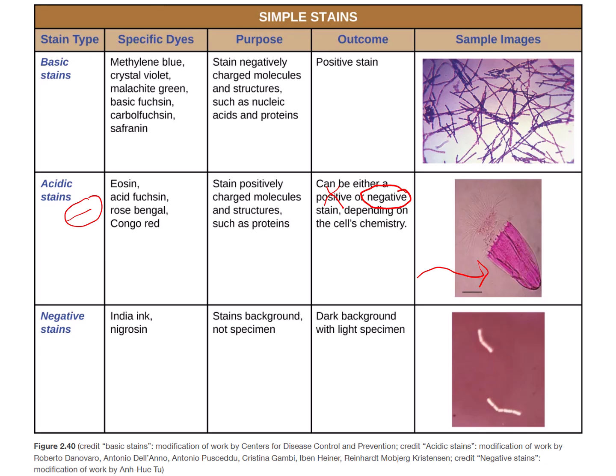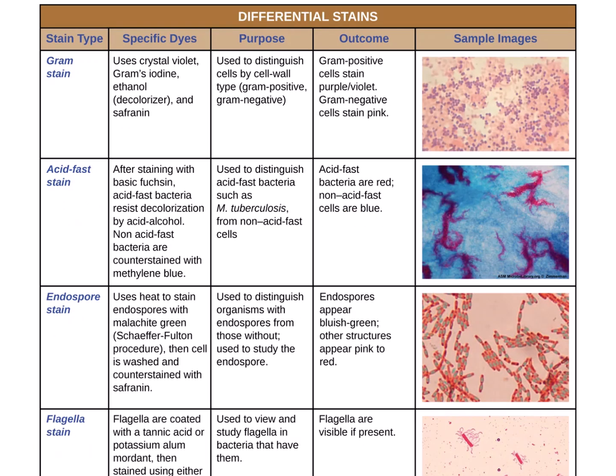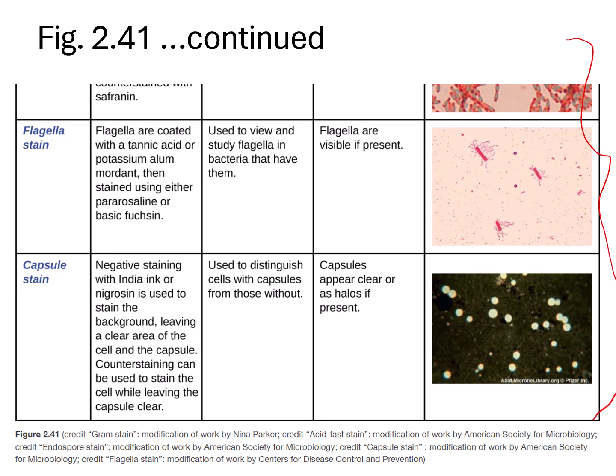And on this and the next slide, we have all of our differential stains. Remember, these involve 2 or more different types of stains. They're multi-step, and they let us identify specific structures on the cell or within the cell. As you go through the differential stains, make sure you know each step, as well as what colors positive and negative cells would appear at each step.